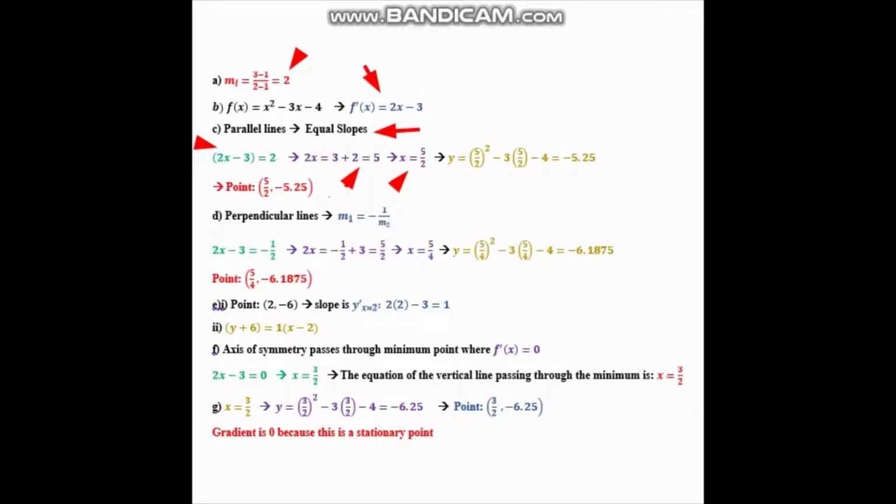Then I substitute the 5 over 2 into the equation of the curve in order to find y. So instead of this x, I shall put 5 over 2, and instead of this x, I shall put 5 over 2, and the y is negative 5.25. Hence the point is 5 over 2 and negative 5.25.